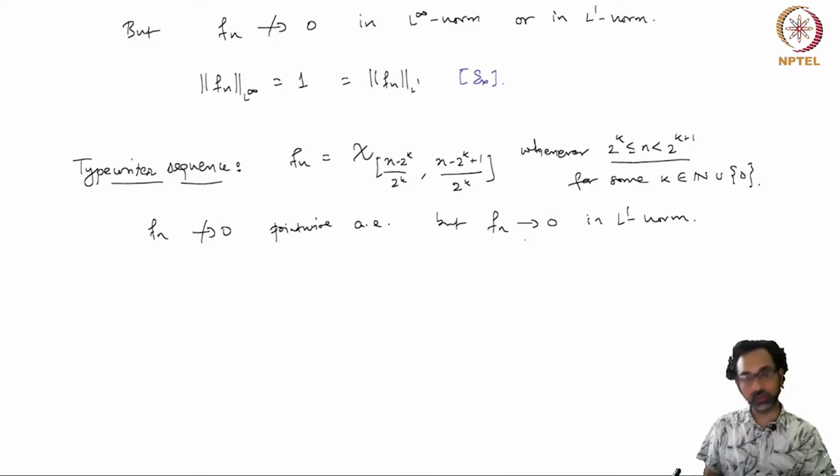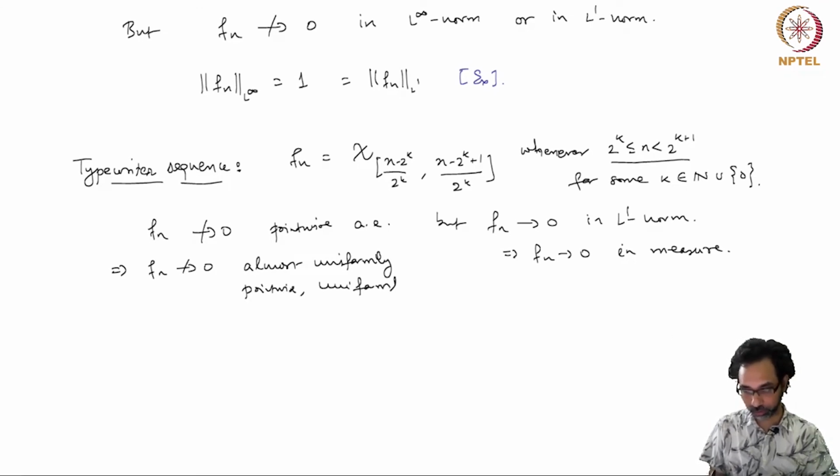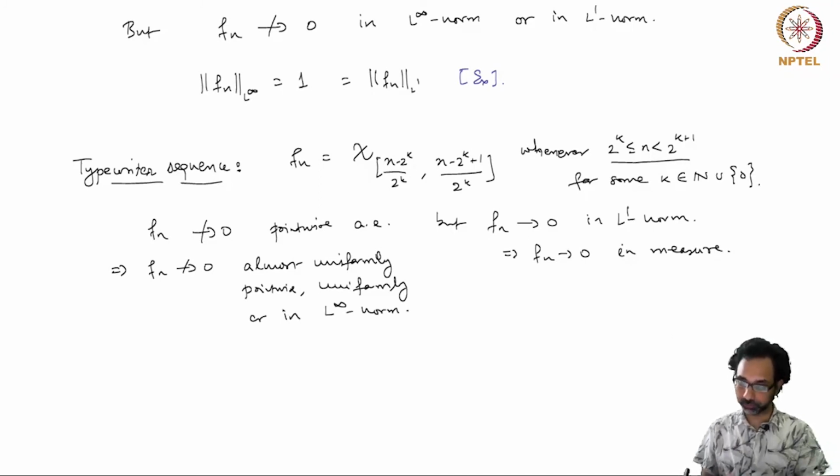Because Fn converges to 0 in L1 norm, this implies that Fn converges to 0 in measure as well, and because Fn does not converge to 0 pointwise almost everywhere, this implies that Fn does not converge to 0 almost uniformly, pointwise, uniformly, or in L infinity norm. So it violates all other modes of convergence except L1 and measure.